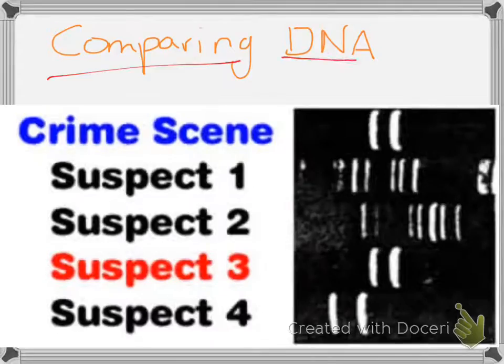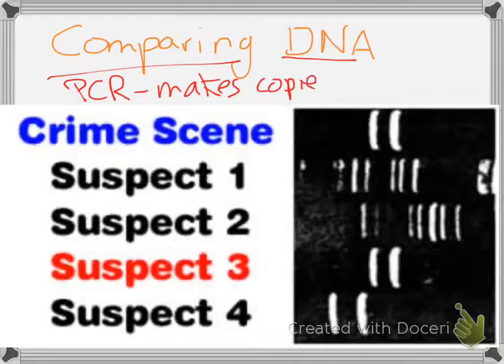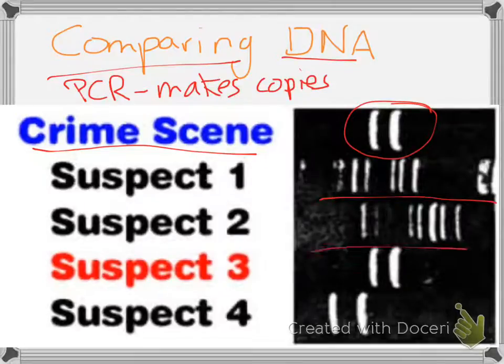We can also compare DNA. This is part of this process. PCR is going to make copies of the DNA, and then we run it on a gel electrophoresis. So in forensics, for example, here's the crime scene DNA that we have. We can see that when we run this, it matches with suspect number 3.